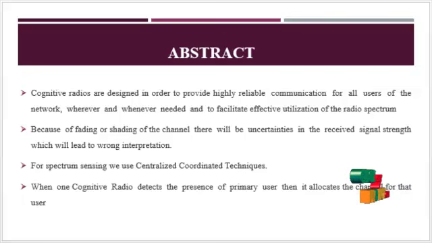In this technique, when one cognitive radio detects the presence of the primary user, the cognitive radio controller allocates the channel for that user. Finally, when the primary user is free, it allocates the available spectrum to the secondary users. This will improve the channel efficiency of the network.